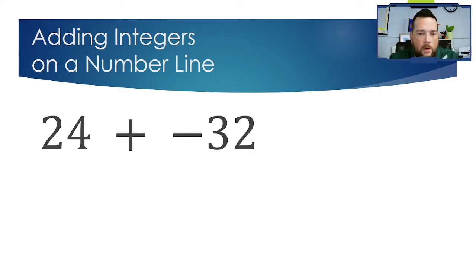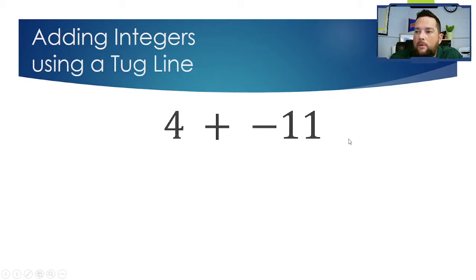You could still do it with this 24 and -32, but you're going to have a number line that's going all the way to +24, and then you're going to have to hop backwards 32 spaces and figure out where you landed on the negative side. Okay, so again, it breaks down when you have bigger numbers, all right? That brings me to the tug line. This is my favorite tool for adding positive and negative numbers.